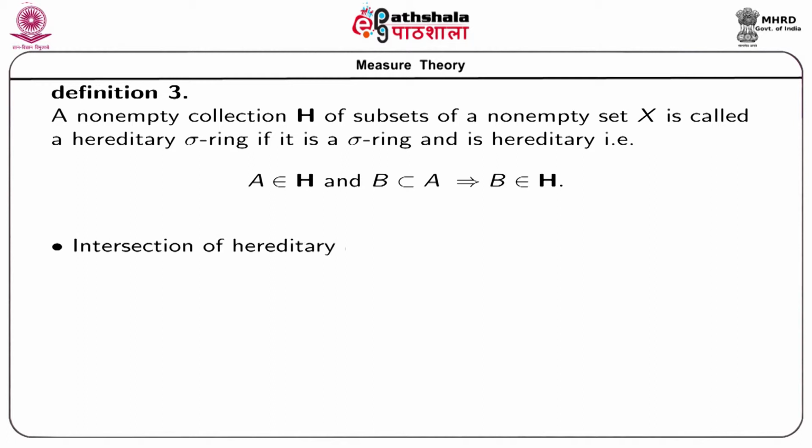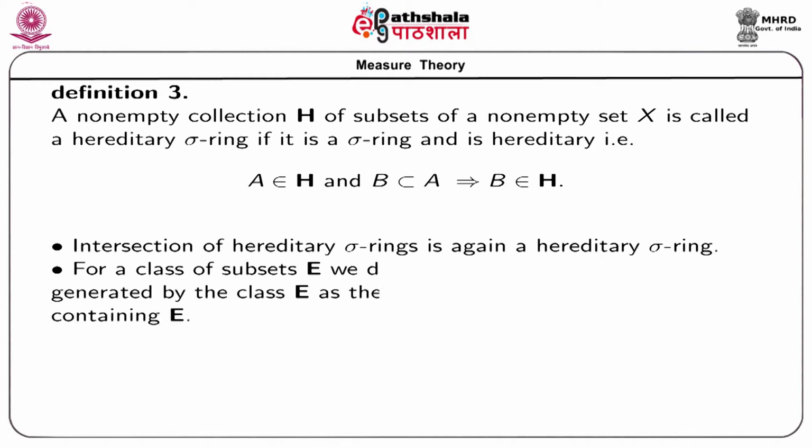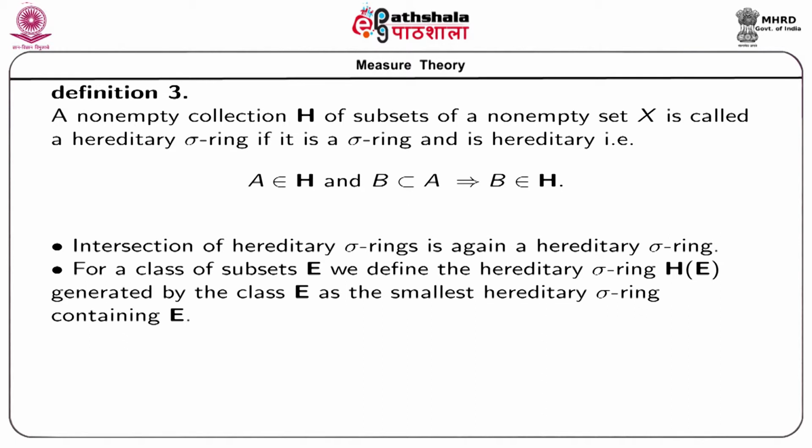We can observe that as in the case of rings and sigma rings, intersections of hereditary sigma rings is again a hereditary sigma ring, and for a class of subsets E, we can define the hereditary sigma ring H(E) generated by the class E as the smallest hereditary sigma ring containing E, in the same way as we define R(E) or S(E).